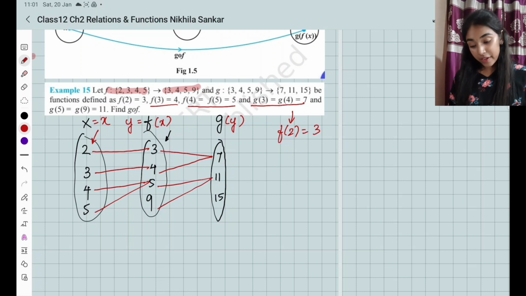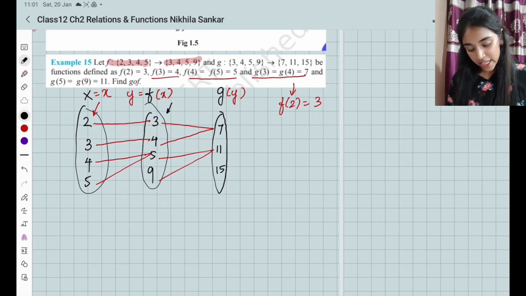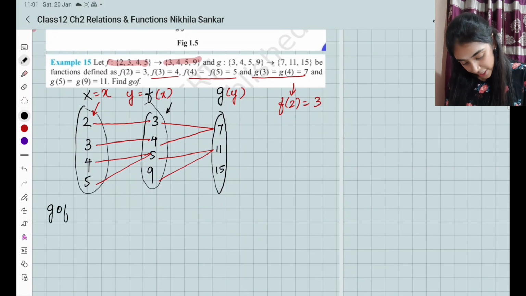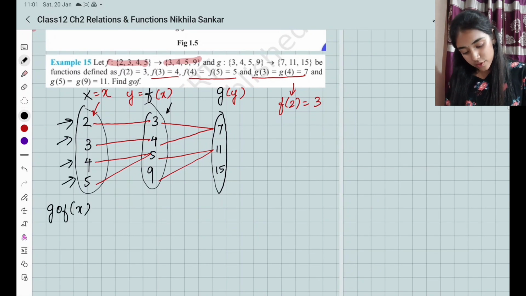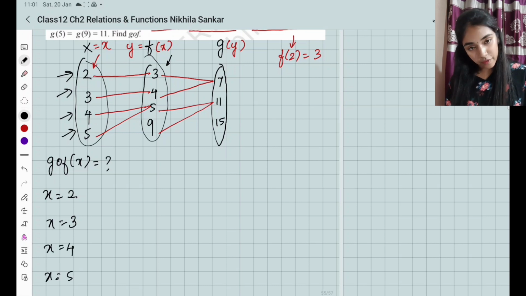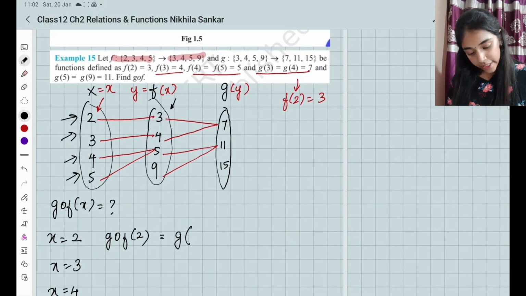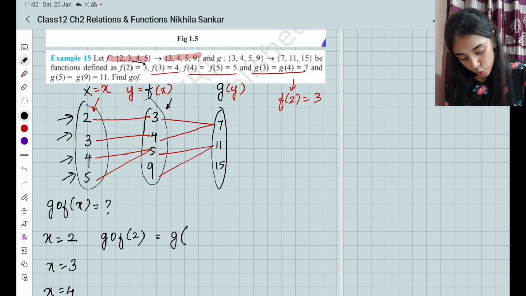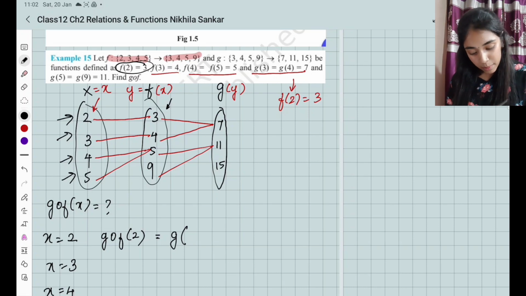Now what is being asked? He asks to find g of f. Now what are the values of x? When you have to find g of f of x, you have to find it for all the values. So for which ones do we have to find it? So when x is equal to 2, when x is equal to 3, when x is equal to 4, and when x is equal to 5. Okay? So g of f of 2: f of 2 given in the question is 3, but we should also be able to tell it from the mapping. So for 2 it is going to be 3.